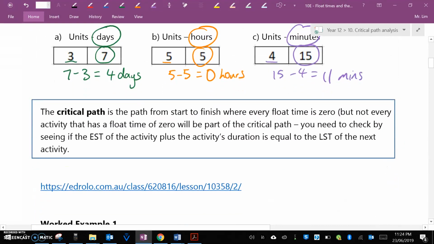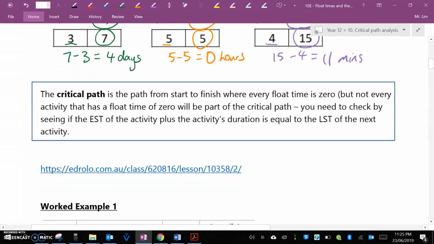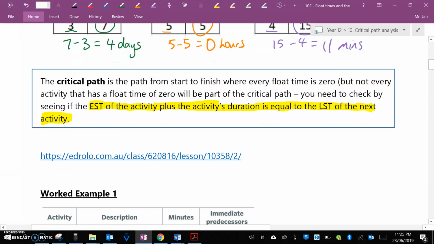Now the critical path is the path from start to finish where every float time is 0, but not every activity that has a float time of 0 will be part of the critical path. So you need to check by seeing if the earliest start time of the activity plus the activity's duration is equal to the latest start time of the next activity. So I'll be going through this with you just to make sure that you have the correct critical path. Most of today's questions will be coming from Ed Rollo, but I think that the guy made a few mistakes, so that's why I'm creating this video for you.